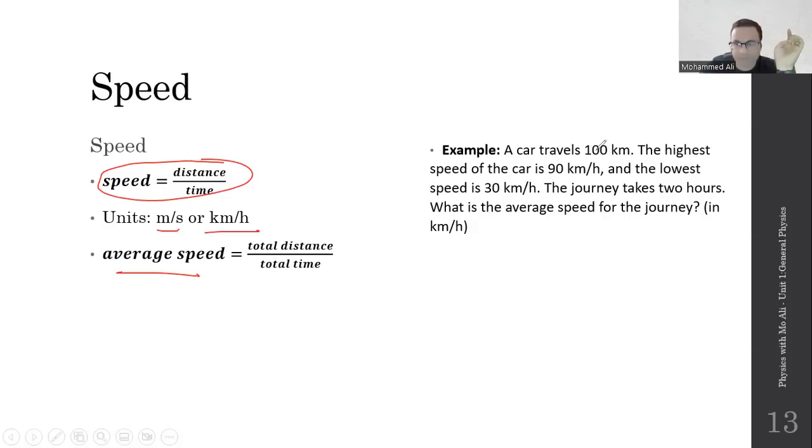So solving this example very quickly, speed is distance over time. Oh, we need to read it first. A car travels 100 kilometers. That's great. We have the distance. The highest speed is 90 and the lowest speed is 30. This is a question from paper 2 or paper 1, multiple choice. The journey takes 2 hours. What's the average speed? I don't care about the values of speed that he's given me. He's given me distance and he's given me the total time. So it's just distance over time. So 50 kilometers per hour.